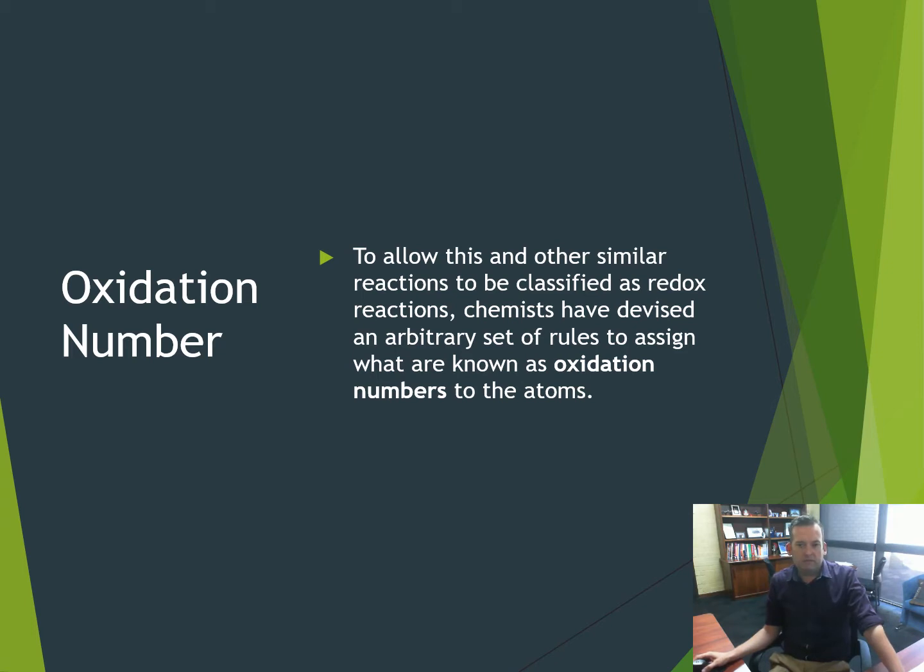So to allow us to predict whether something has been oxidized or reduced, and to very confidently say this has been oxidized, this has been reduced, we've got a set of rules that we've designed to calculate something called an oxidation number. Now, an oxidation number is something you haven't come across before. You might have seen it on some of the older periodic tables we've got on the wall. You can see above the elemental symbol, there's often some plus and minus numbers. They're actually the oxidation numbers.